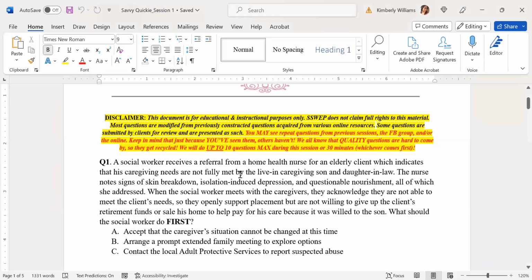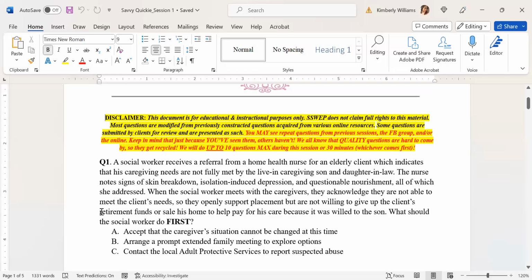A social worker receives a referral from a home health nurse for an elderly client, which indicates that his caregiving needs are not fully met by the live-in caregiving son and daughter-in-law. The nurse notes signs of skin breakdown, isolation, depression, and questionable nourishment, all of which she addressed. When the social worker meets with the caregivers, they acknowledge they are not able to meet the client's needs, so they openly support placement, but are not willing to give up the client's retirement funds or sell his home to pay for his care because it was willed to the son. What should the social worker do first?